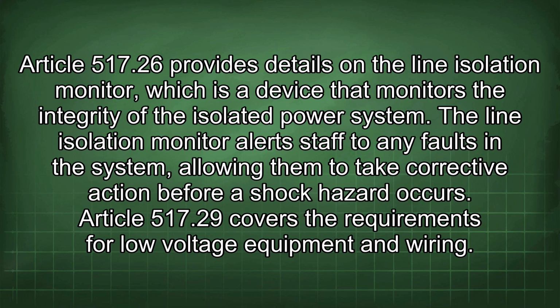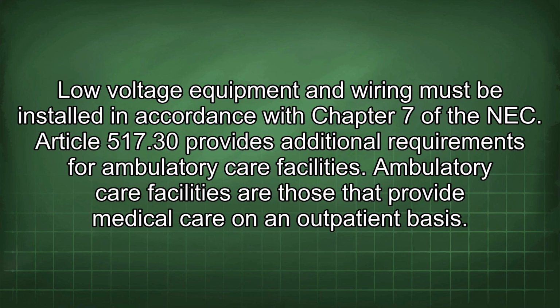Article 517.29 covers the requirements for low-voltage equipment and wiring. Low-voltage equipment and wiring must be installed in accordance with Chapter 7 of the NEC. Article 517.30 provides additional requirements for ambulatory care facilities.